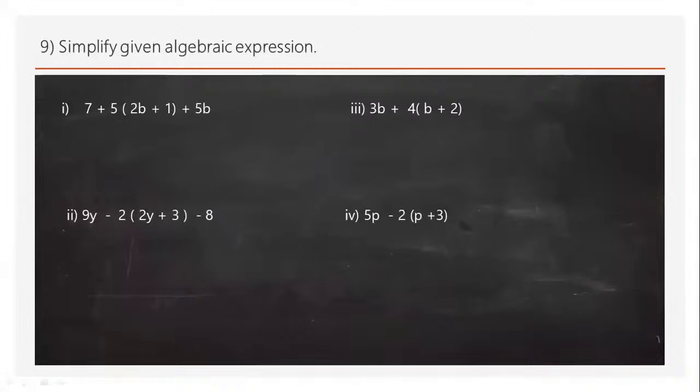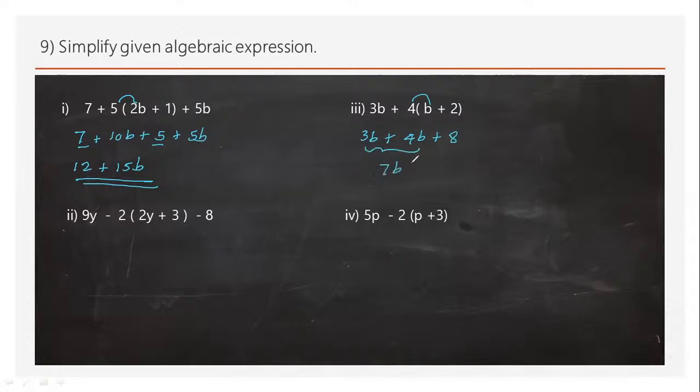Simplify given algebraic expressions. 7 plus, remove the bracket, 5 times 2b, 10b, plus 5 plus 5b. 7 and 5, you can add like terms, plus 7 and 5, 12, 10b and 5b, 15b. Next question, 3b plus 4 times b, 4b, 4 times 2, 8. 3b and 4b, 7b plus 8.